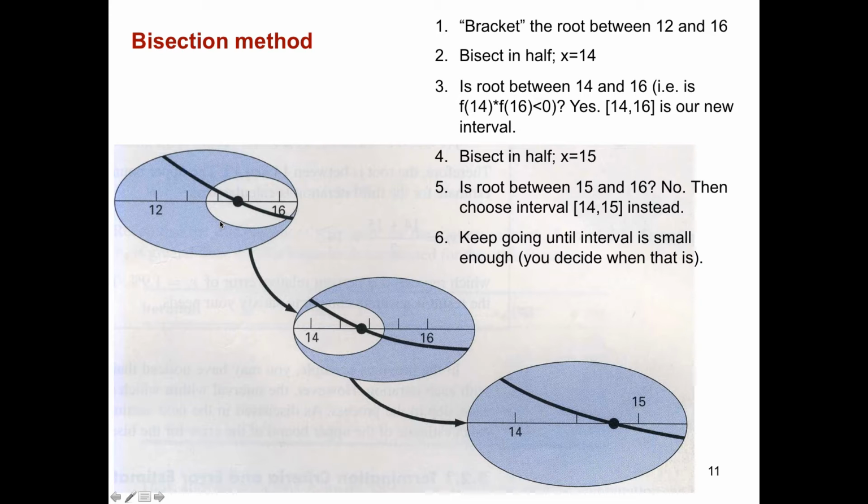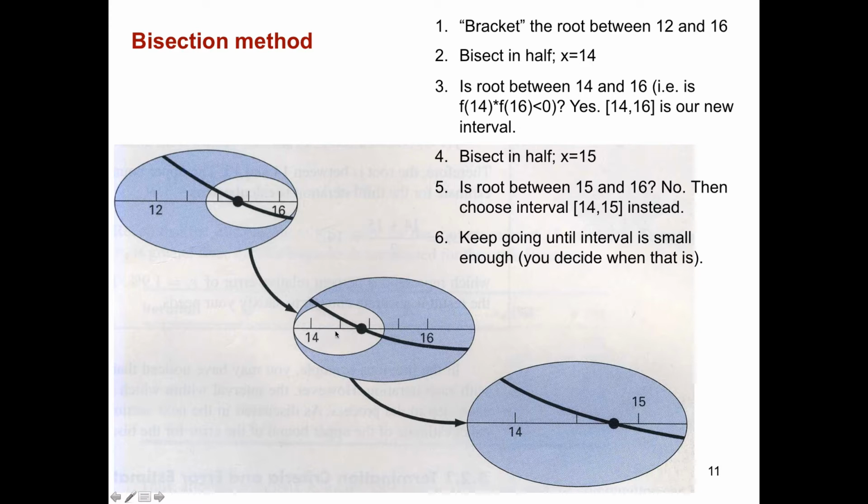So now my bracket, or the interval, is 14, 16. It's zoomed in right here. Okay? I'm going to look at the midpoint. Midpoint between the two is what? 15. It's right here. Then I'm going to check f of 15 times f of 14. Is it negative? Look at the values here.